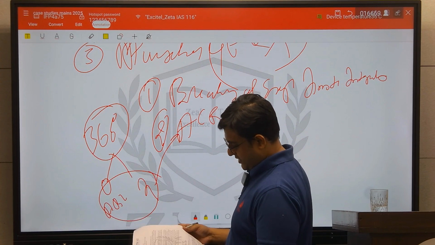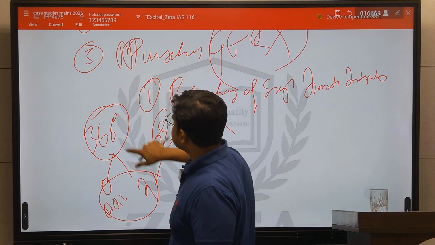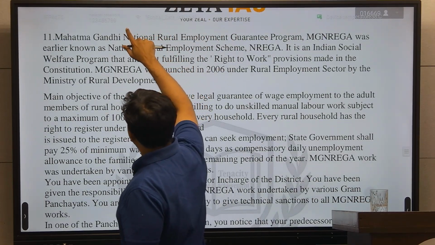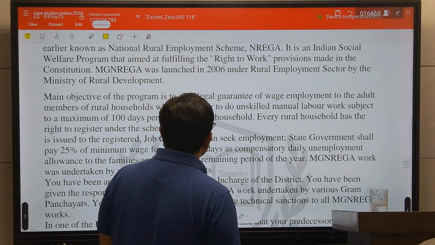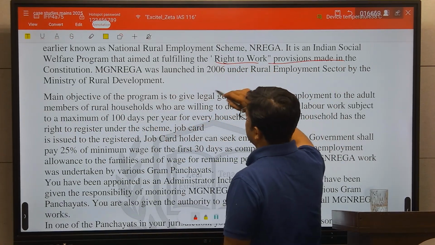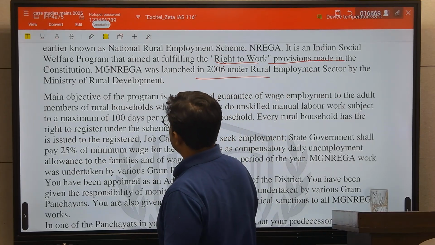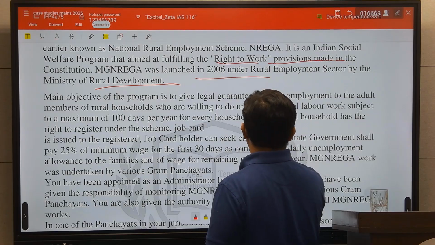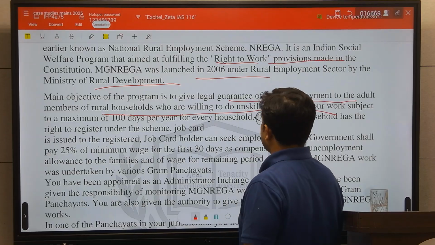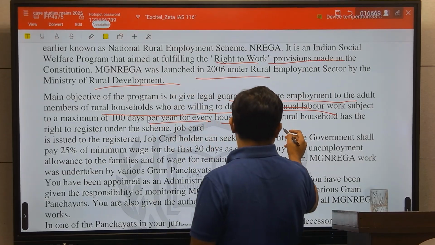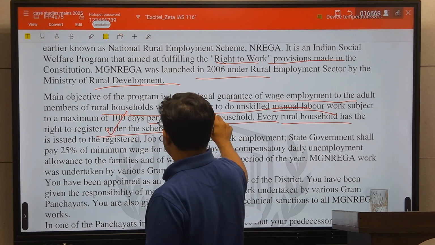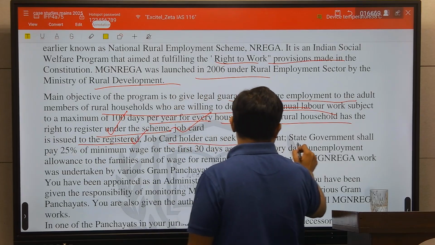Okay, let's move to the next case study. Yes, MGNREGA. It was already in the news. MGNREGA is a welfare scheme aimed at the right to work provision made in the Constitution. Background information: Ministry of Rural Development. The main objective is a legal guarantee of wage employment to adult members who are willing to do unskilled manual work, subject to a maximum number of days for every household. Everyone has to register on the scheme, and a job card is issued. The job card holder can seek employment.